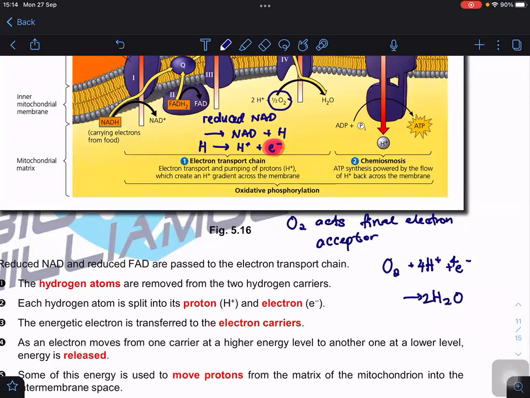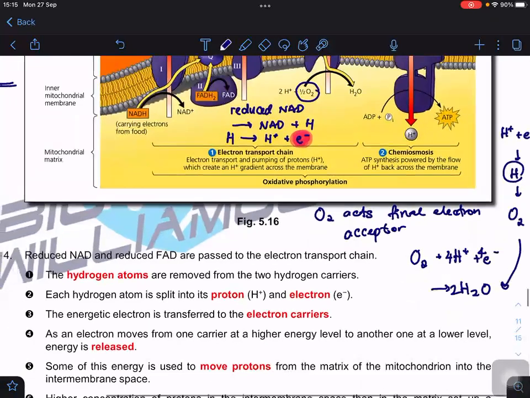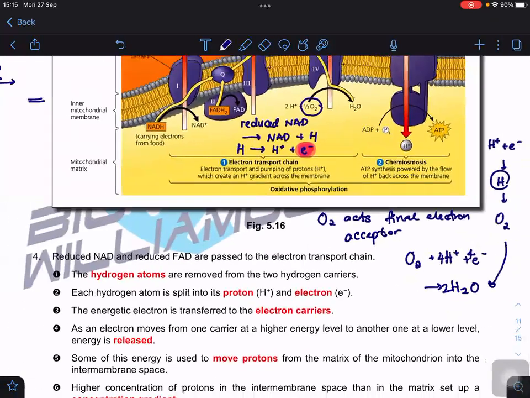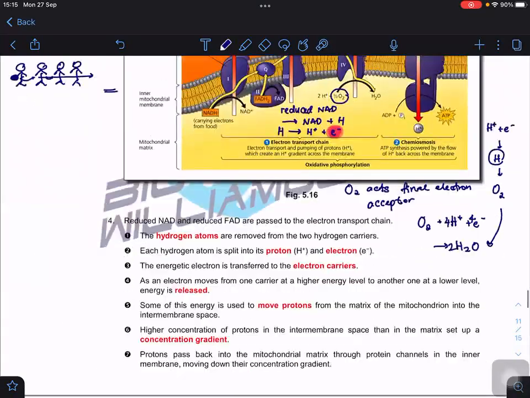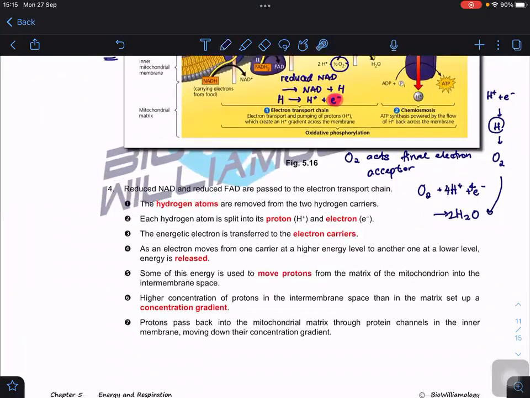So in fact, what will happen here is your protons together with electrons form the hydrogen atom. This hydrogen atom will be accepted by oxygen, forming water molecules. So it means that oxygen is reduced to form water. Let us look at this. Both reduced NAD and reduced FAD are passed through the electron transport chain at the inner membrane. Therefore, hydrogen atoms are removed from these two hydrogen carriers, split into the proton and electrons.